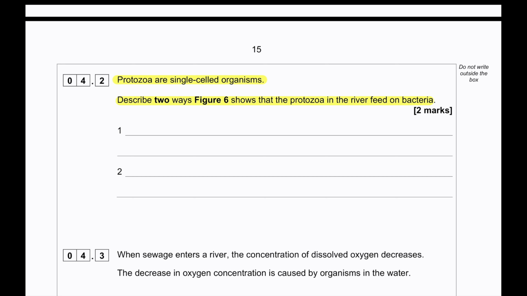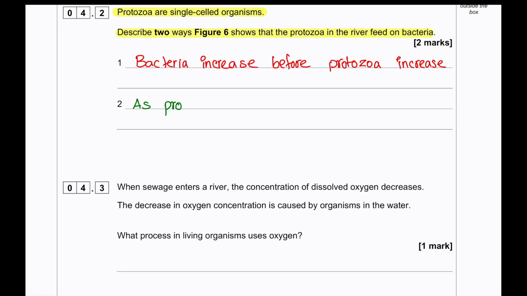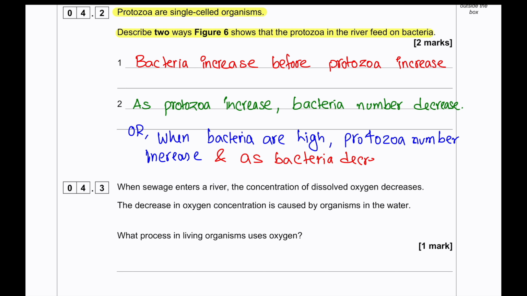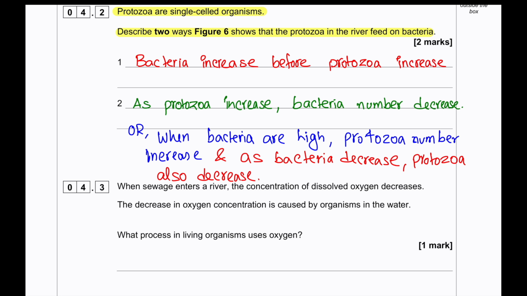The way we can represent the answer is this. The number of bacteria increases before protozoa increase, and as the protozoa increase, bacteria decrease. Or we can say when bacteria are high, protozoa increase in number, and as bacteria decrease, protozoa also decrease. So both of these options are correct.